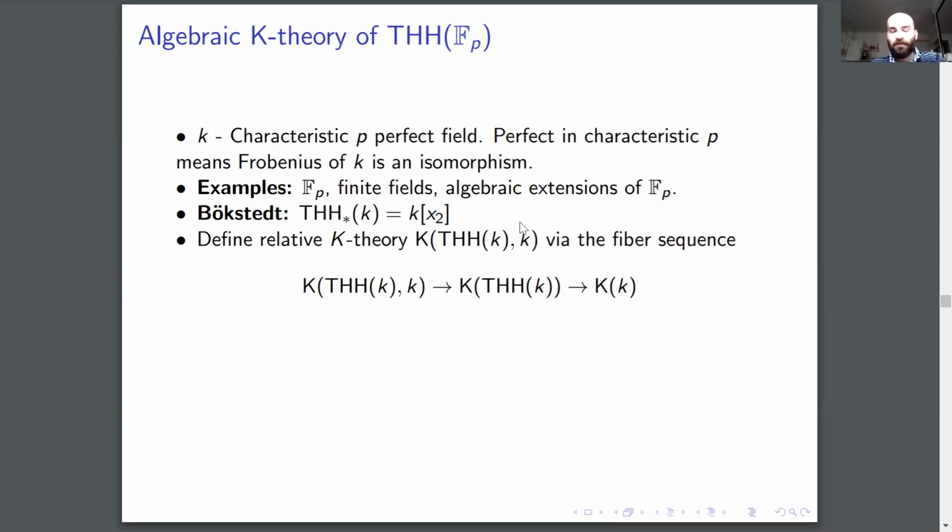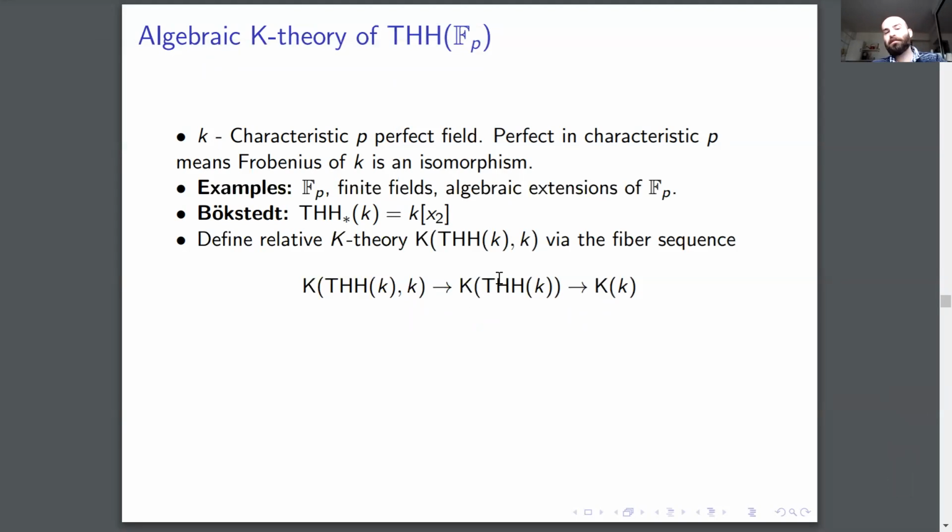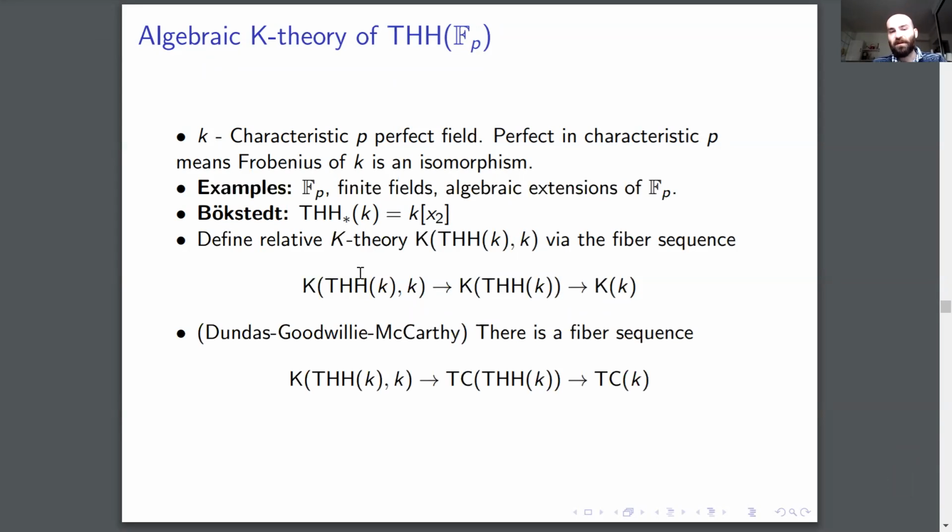Okay, so we compute this relative K-theory in order to compute our K-theory groups. What you do is look at this map coming from the Postnikov section map of THH of K to its degree 0 part, and then you take the fiber. That's the relative K-theory. The point is that due to the pullback square of Dundas with William McCarthy, I showed you, this is the same as the fiber of this map. So it boils down to a computation of topological cyclic homology.